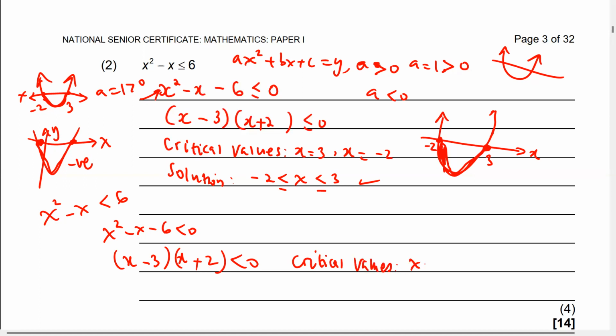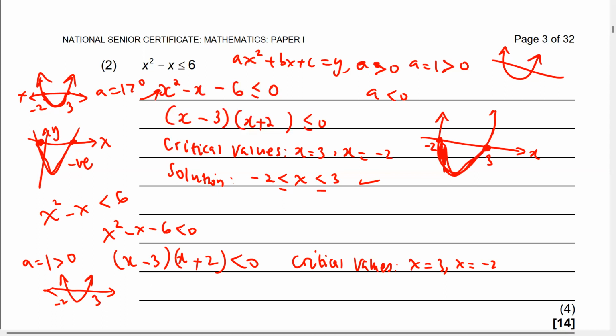The critical values will be x equals 3 and x equals minus 2. Now look at the coefficient A, which is 1, positive, so it's a minimum vertex. It's bigger than 0, therefore the shape is going to have a minimum vertex. You put your critical values, -2, then 3.